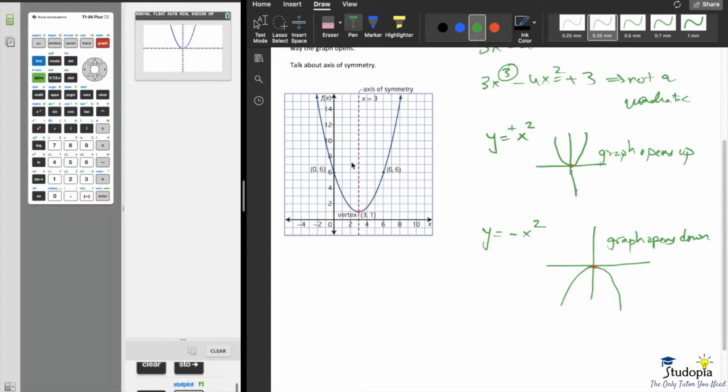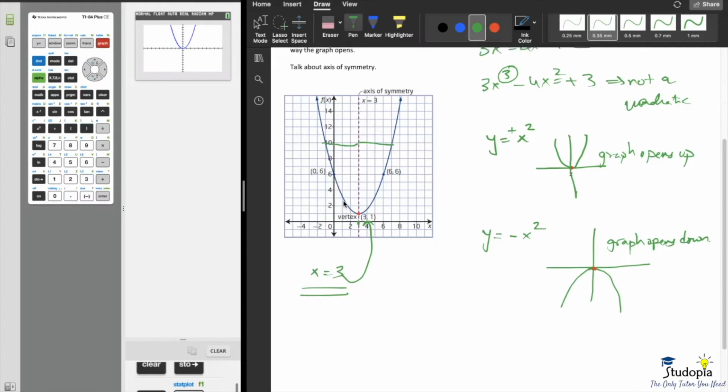So if you look at this graph right here, you can see that the vertex is happening at (3, 1). And basically the axis of symmetry is happening at x equals 3. So the equation of the axis of symmetry is always written as x equals 3, which is the x coordinate of your vertex. Okay, and see how this side of the graph is basically symmetrical to this side of the graph, and that's what the axis of symmetry is supposed to do.